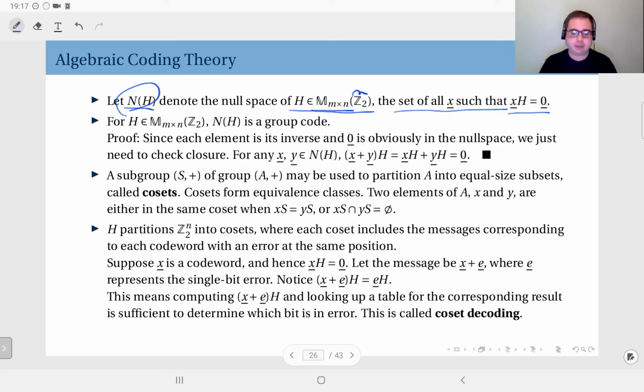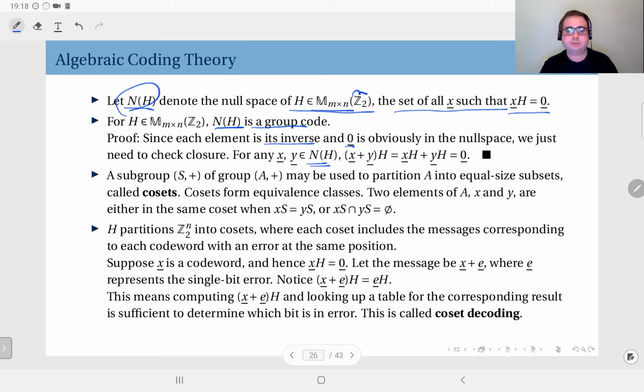So the null space here, you can show that it is a group code. The proof is given here. Since each element is its own inverse, I have inverses, and 0 is obviously in the null space. Then I do have additive inverses. What I need to check is closure. So you just need to check closure for any x and y in the null space.